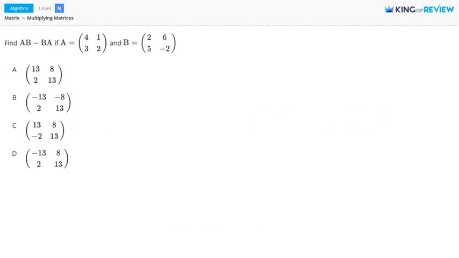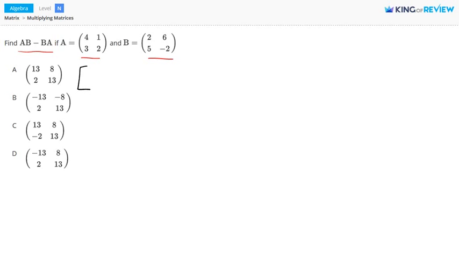In this problem, we're trying to find A times B minus B times A, where matrix A and B are given here. So let's set up this equation. Matrix A times matrix B minus matrix B times matrix A.